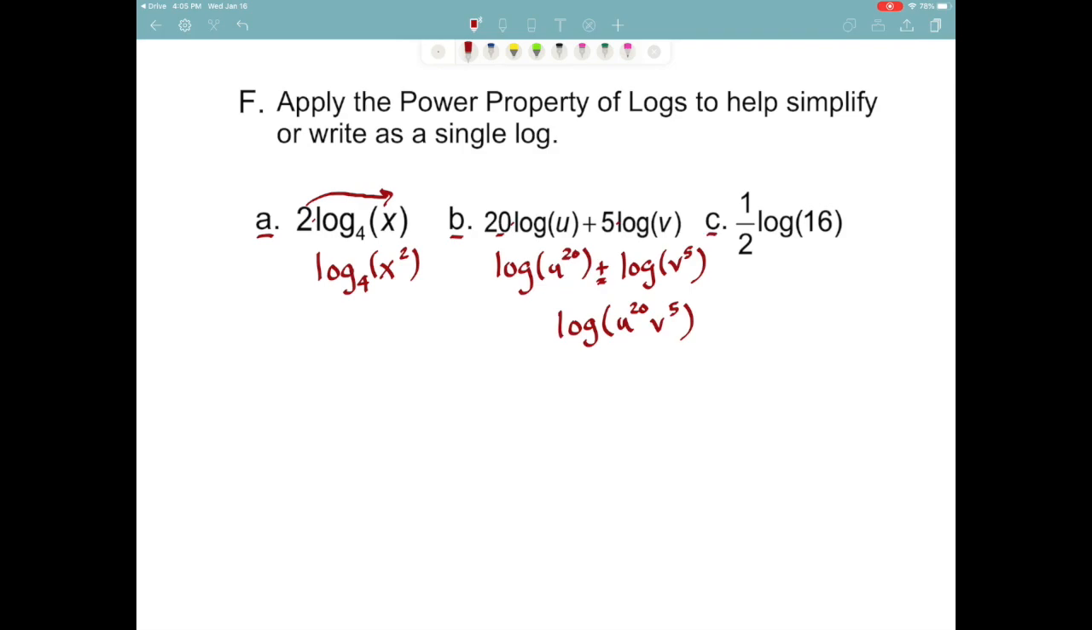Last, we've got C. Let's take our coefficient, the 1/2, and put it back up here as the exponent. We now have log of 16 to the 1/2 power. 1/2 power is like the square root. That would lead us to have log of the square root of 16, which would be 4, and that would be our answer.